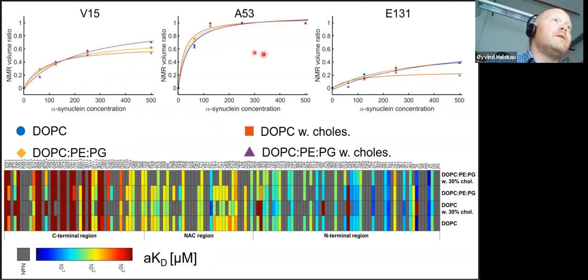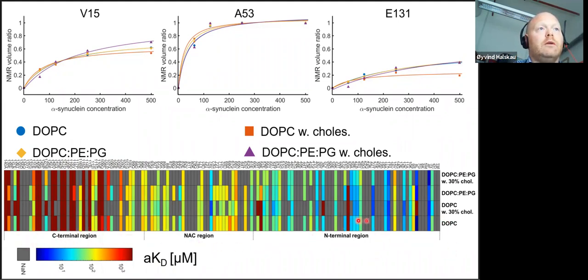So here are just 3 examples of different curve fittings, picked for being high affinity, intermediate affinity, and low affinity states. And then we could plot the results for different lipid systems like this. And for each residue here, we could give a color code for apparent dissociation constant. Then we could relate this to different regions.